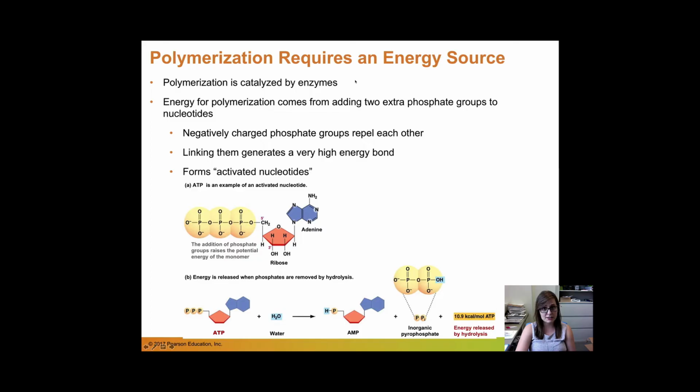But that polymerization is catalyzed in real life by enzymes. And the energy for polymerization comes from adding 2 extra phosphate groups to those nucleotides. And so here's an example of what an activated nucleotide looks like with those extra phosphates. And so those phosphates have these negative charges on the oxygen, and that's a lot of negative charges to be compacted into one area. So that stores a lot of potential energy, and because of that, the cell wants to dissipate it. And when it dissipates, you can release energy. And we use that energy then to link on more monomers to our growing polymer.